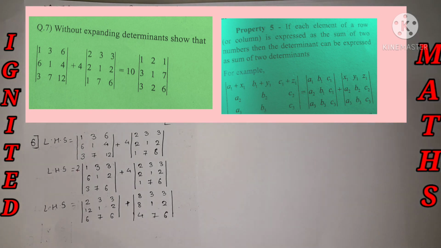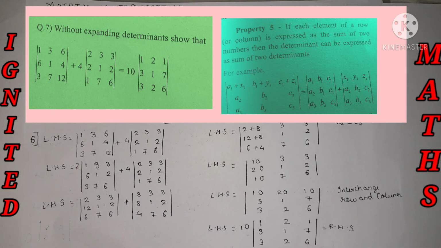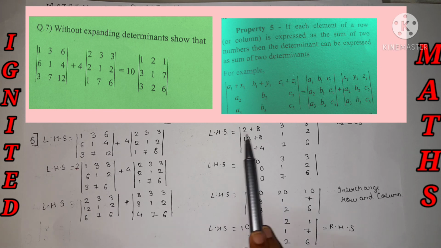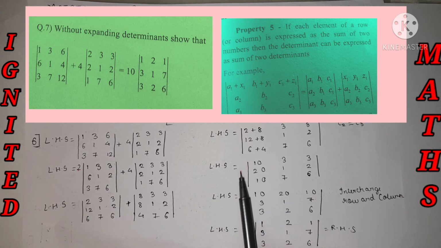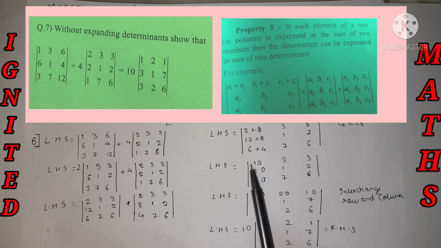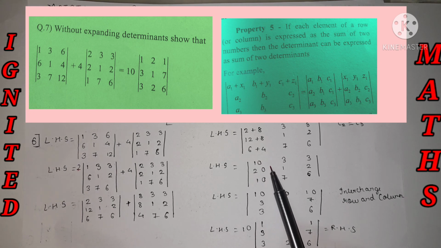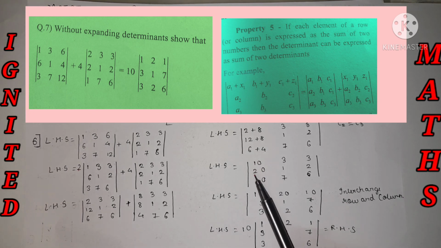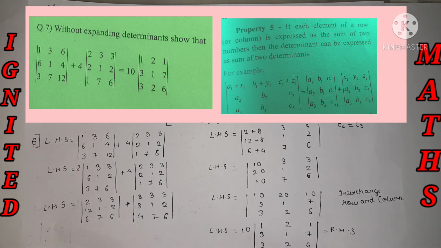So let's multiply the numbers in column 1. By the properties we can see column 2 and column 3 are identical. That's what we have mentioned over here. And column 1 we can add. Yes, we are done with the addition, and I have written it in sum form, that is 10, 20, 10. Now from the RHS we need to relate in such a way that we get the answer. Now this 10, 20, 10, I am going to interchange: column 1 I am going to interchange as the row, and row as the column.